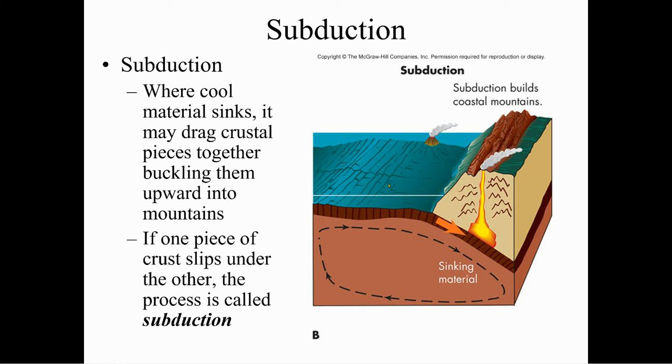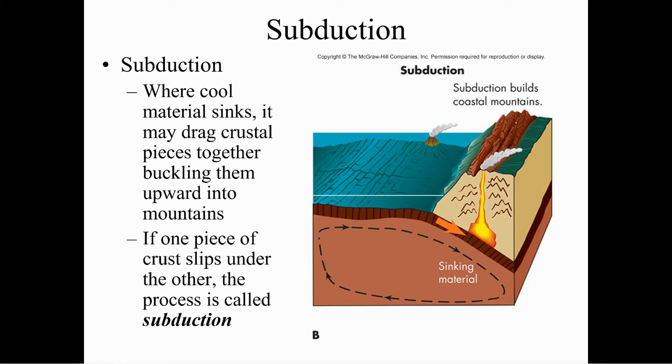And that's what's going on. If one piece of crust slips under the other, it's called subduction. Now you note, where's this coming from? What's up with this? The friction from this plate sliding underneath this plate builds up, and that heat causes magma to form, and you get these mountains, or volcanic mountains sometimes.